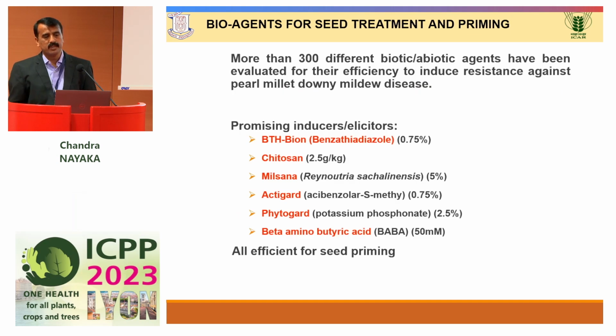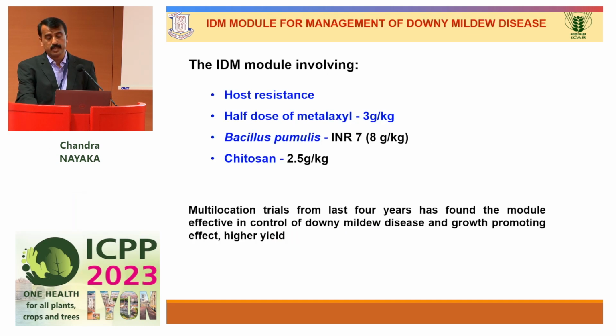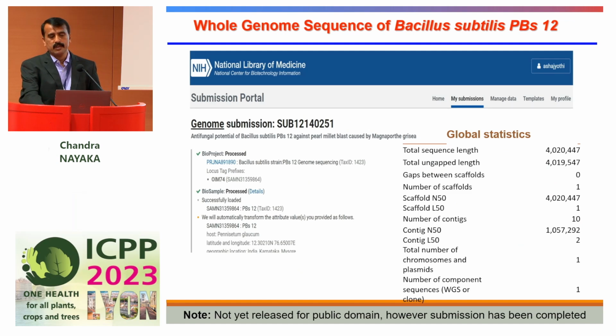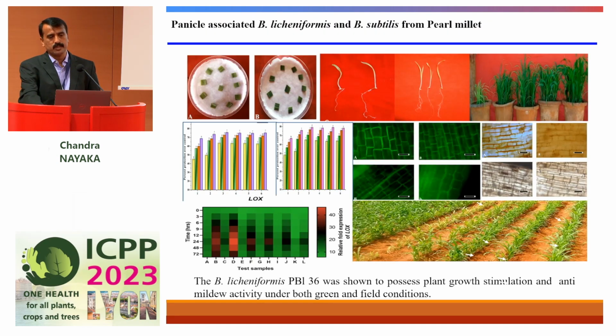Apart from that, we have used more than 300 biotic and abiotic inducers as seed priming agents, and we found that they are effective in downy mildew disease management. And we are using an IDM module, and recently we isolated the spike associated microbiome, and we sequenced those pathogens.